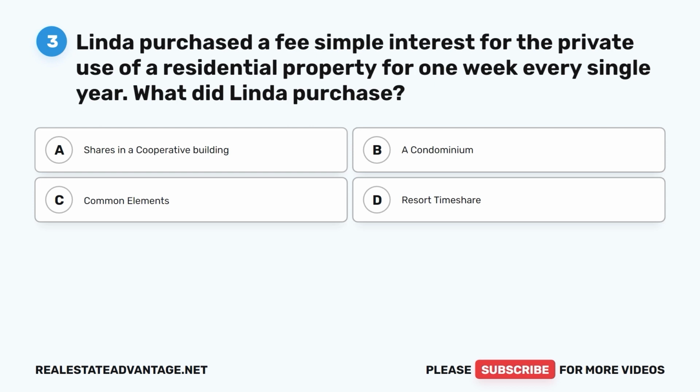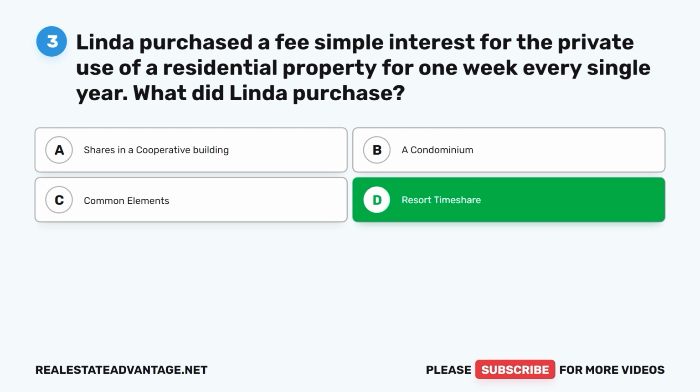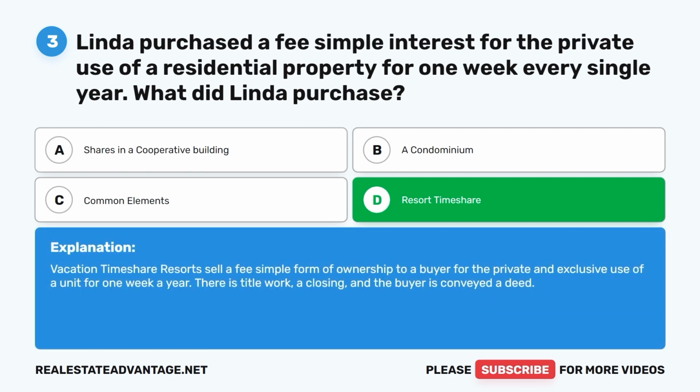Question 3. Linda purchased a fee simple interest for the private use of a residential property for 1 week every single year. What did Linda purchase? A. Shares in a cooperative building. B. A condominium. C. Common elements. D. Resort timeshare. The correct answer is D. Resort timeshare. Vacation timeshare resorts sell a fee simple form of ownership to a buyer for the private and exclusive use of a unit for 1 week a year. There is title work, a closing, and the buyer is conveyed a deed.